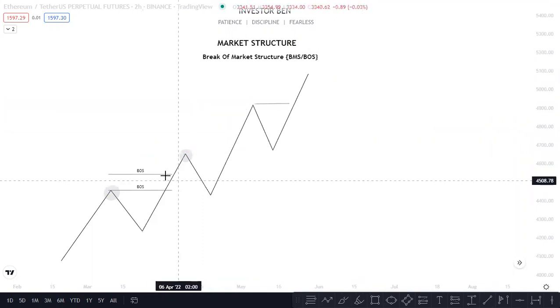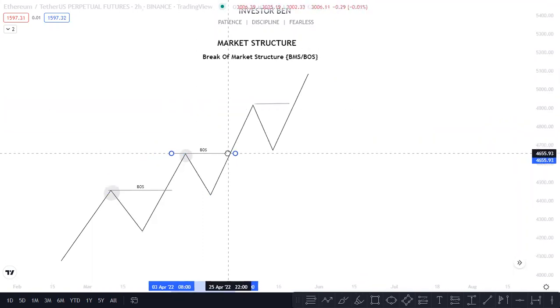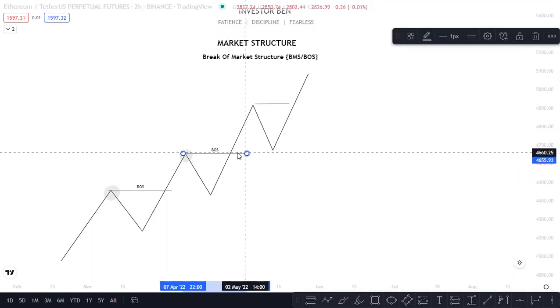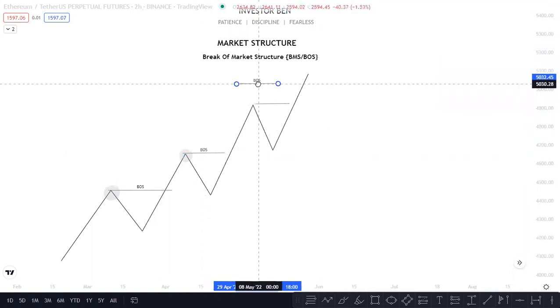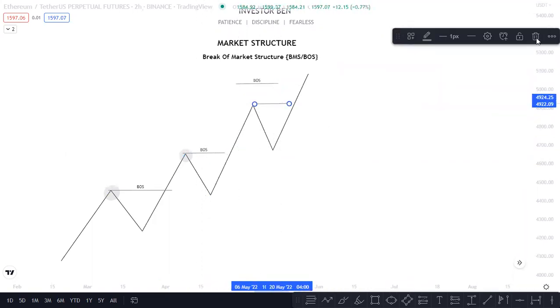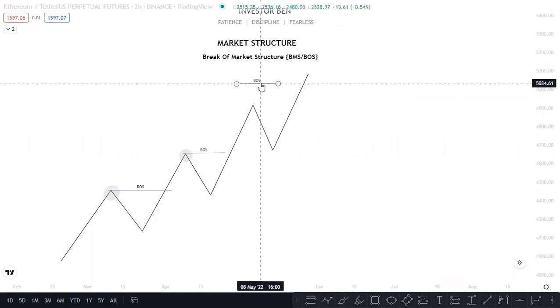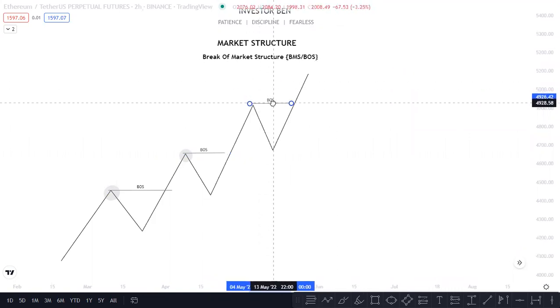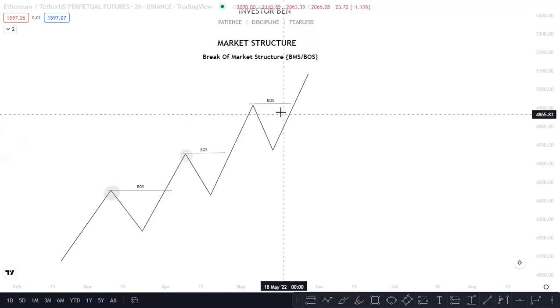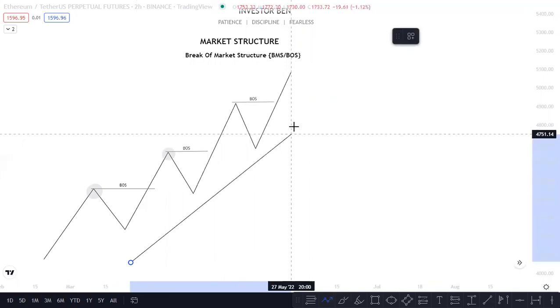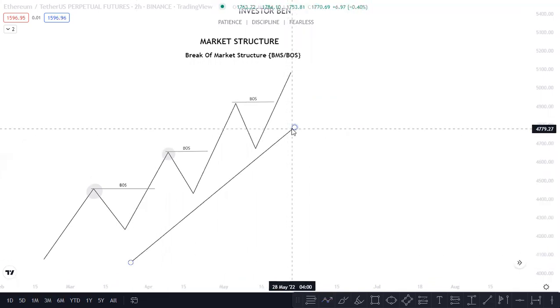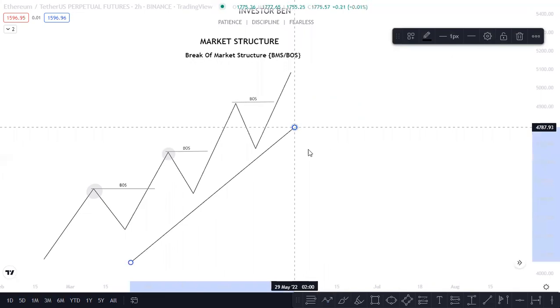So this is your BOS. When marking your chart, please make it neat so it will be clear for you to grasp. Try to make your chart neat. So this is your BOS on the chart for an uptrend, a bullish market cycle. This is your uptrend, and that is the BOS for the uptrend market.